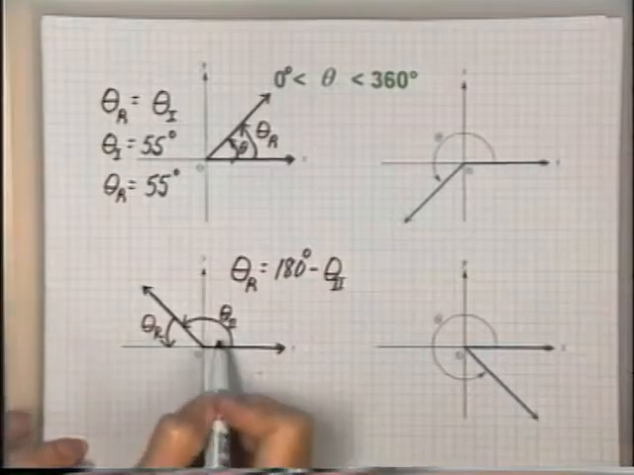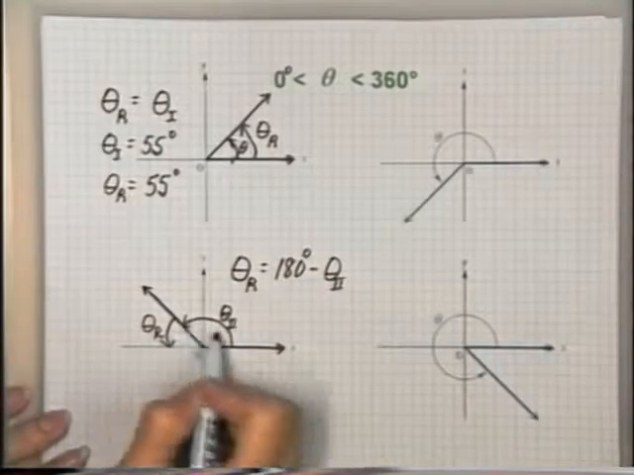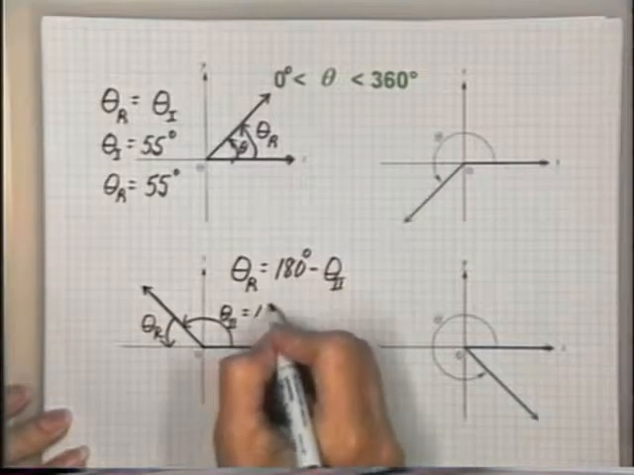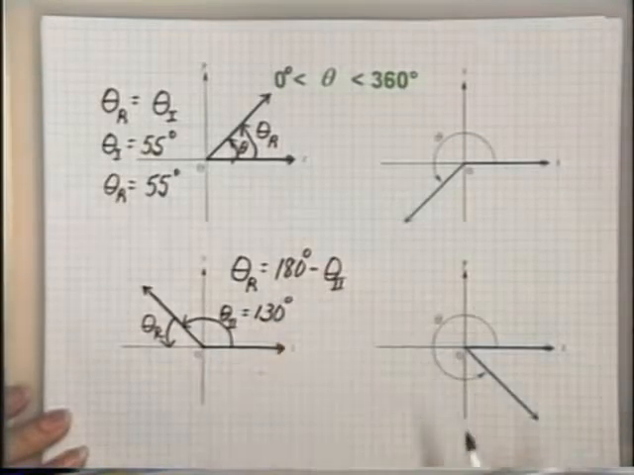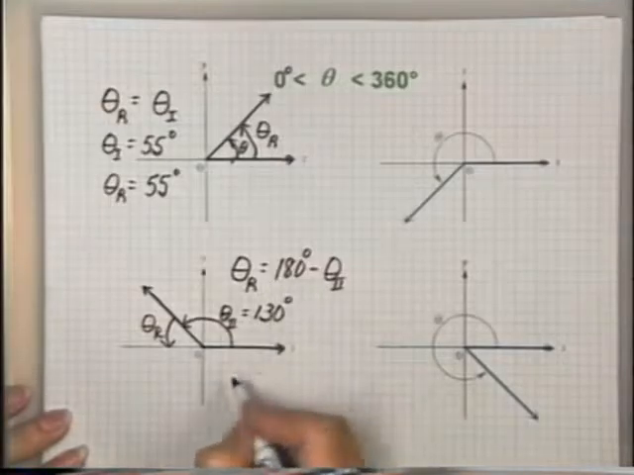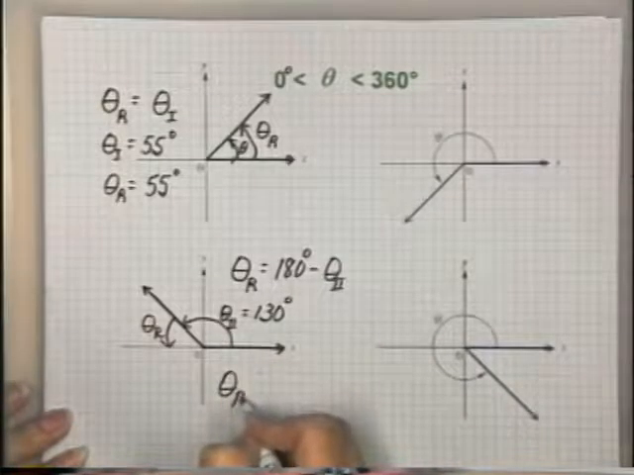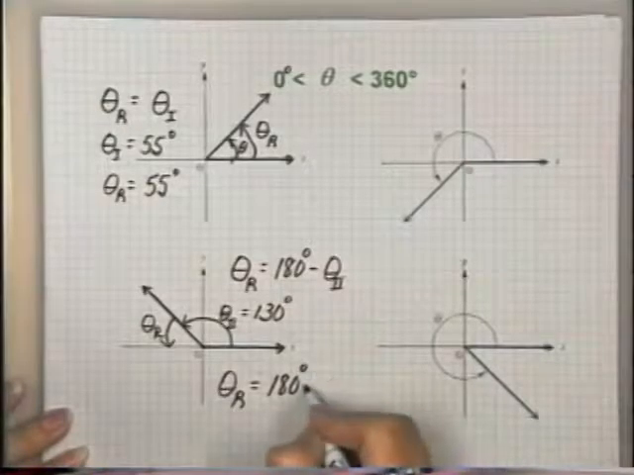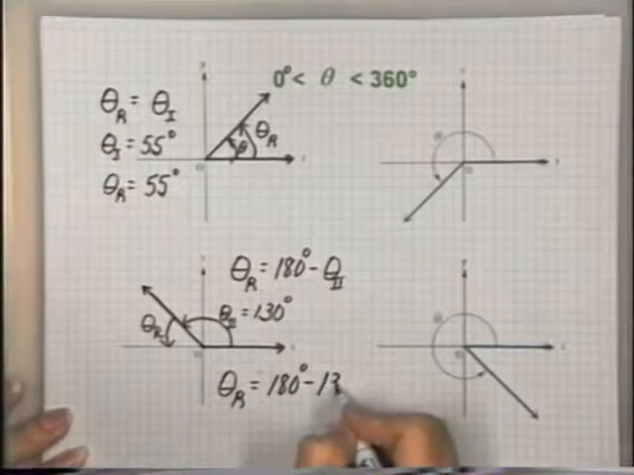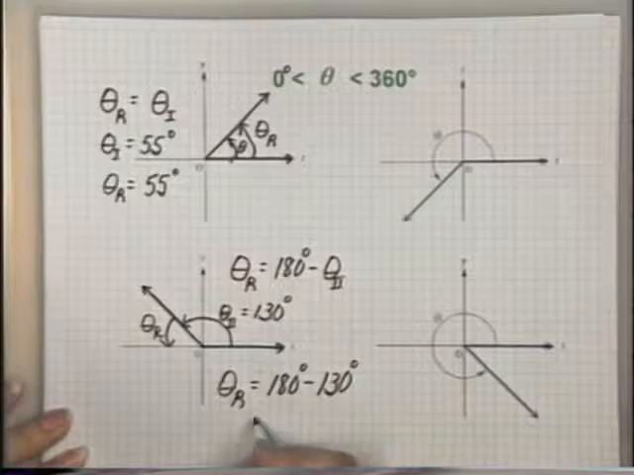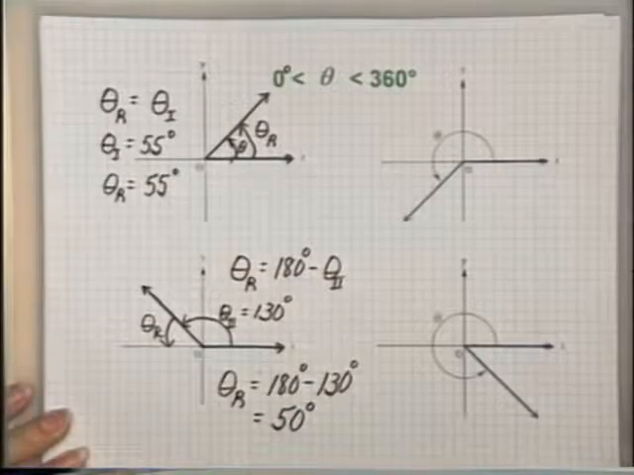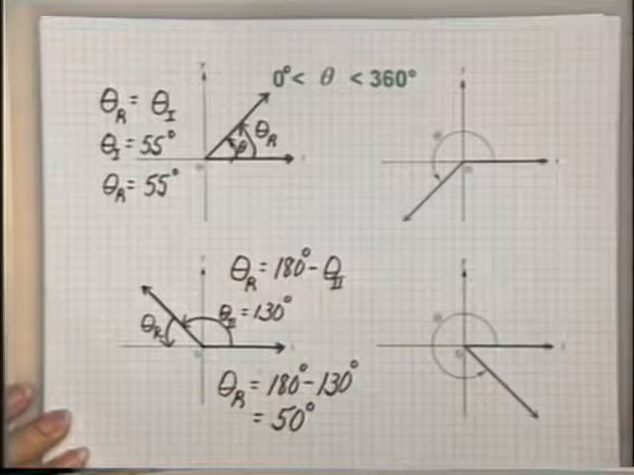So for example, suppose that I knew that this angle measured 130 degrees. To find its reference angle, I would say 180 degrees minus 130 degrees, and I would find that its reference angle is 50 degrees.